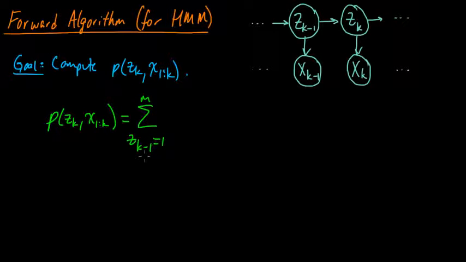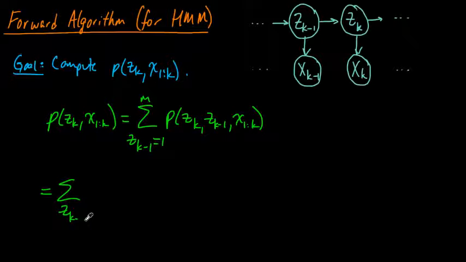So let's sum over the possible values of zk minus 1. Here I'm assuming that the z's take values in the set 1 through m, so this is summing over all those possible values. Of course, this is just by the marginalization property. We just introduced zk minus 1. Let me make a new line. I think we're going to need some space for this one. So we have the sum, and now I'd like to factor this in order to use those things that we know, the transition probabilities and so on.